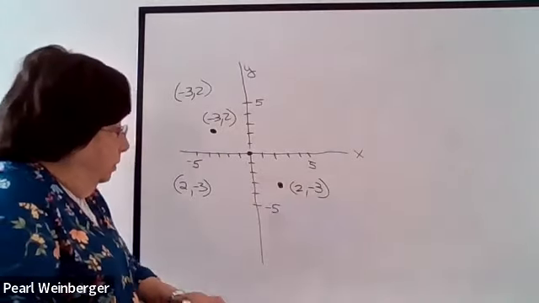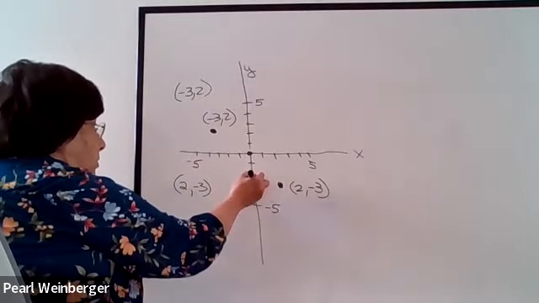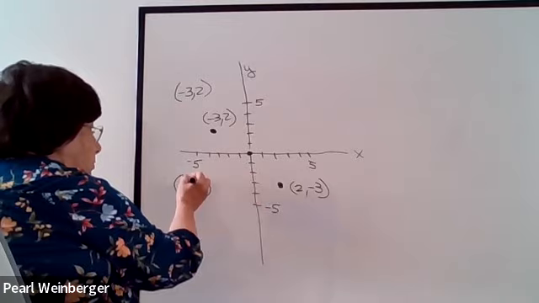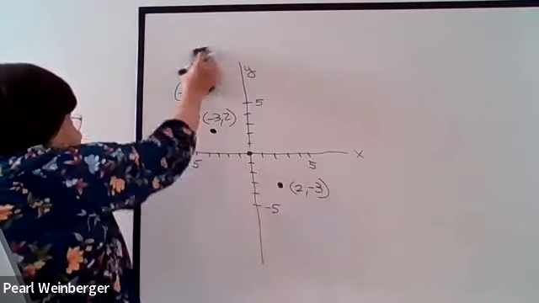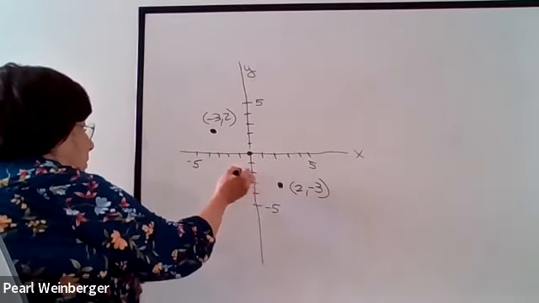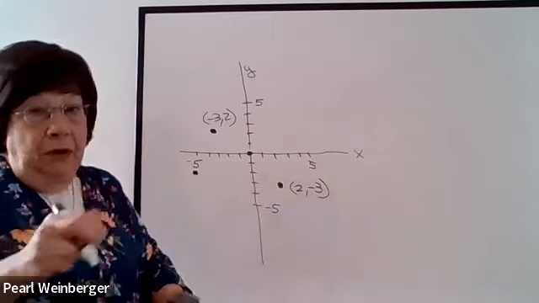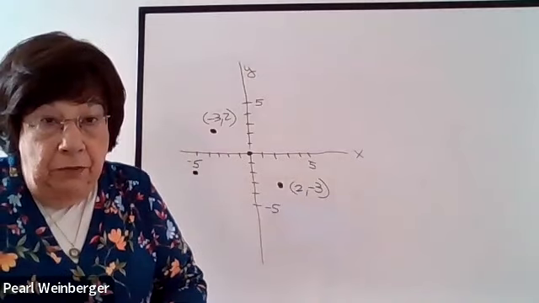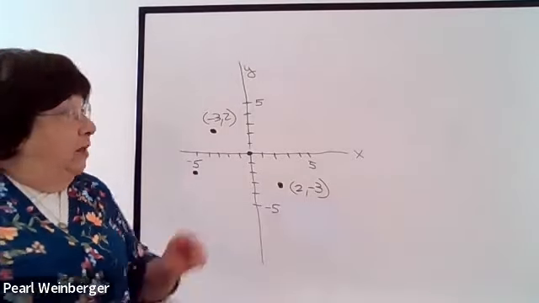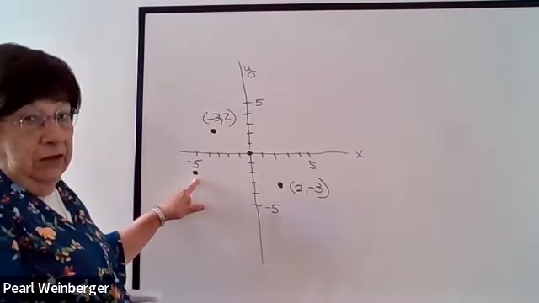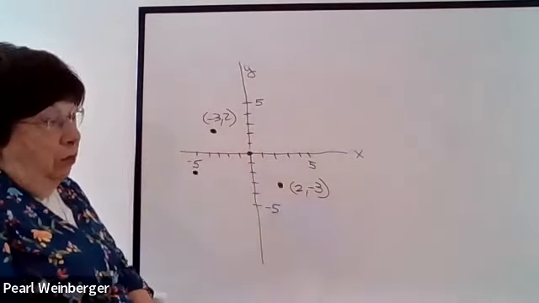If I would put a point over here, let's say put this point. Just like if I give you a pair of numbers, an ordered pair of numbers, you can find the point. If I give you a point, you should be able to give me its coordinates, the 2 numbers that go with it.